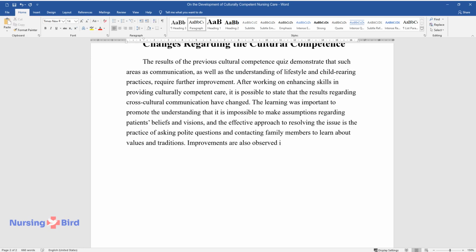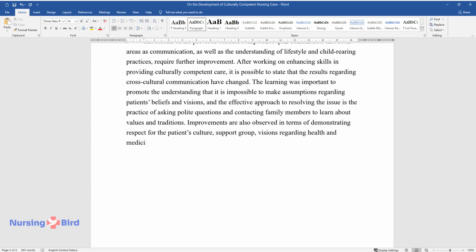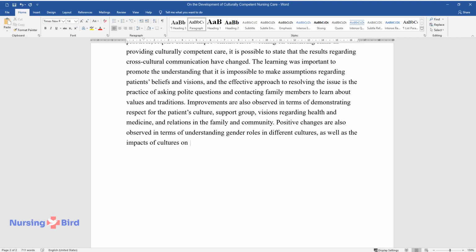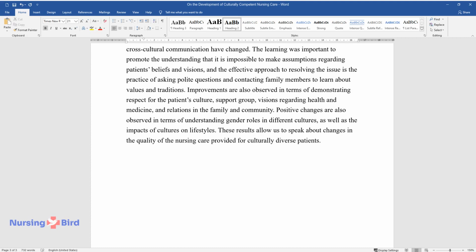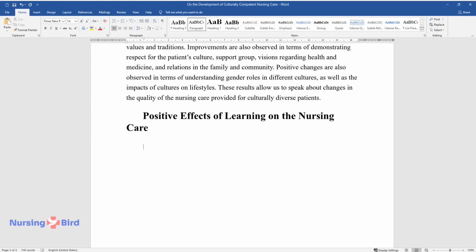Improvements are also observed in terms of demonstrating respect for the patient's culture, support group, visions regarding health and medicine, and relations in the family and community. Positive changes are also observed in terms of understanding gender roles in different cultures, as well as the impacts of cultures on lifestyles. These results allow us to speak about changes in the quality of the nursing care provided for culturally diverse patients.